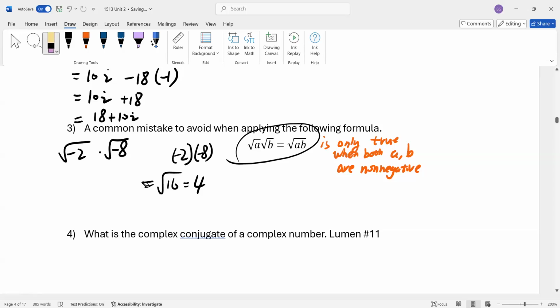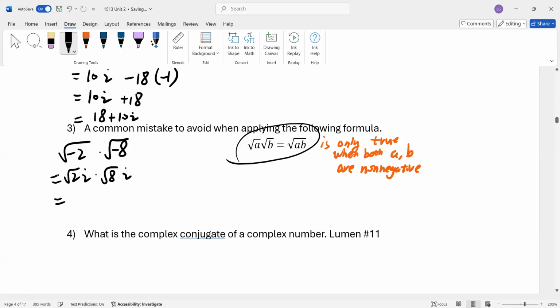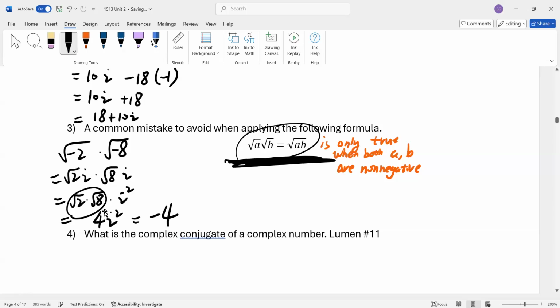Remember earlier I mentioned whenever you see the square root of a negative number, you need to right away rewrite the square root of the negative number in terms of i. So this is root 2 i. This is root 8 i. Root 2 times root 8 times i squared. Root 2 times root 8, you can use this formula. That is root 16. Root 16 is 4, and it's 4i. Not, sorry, it's i squared. i squared is negative 1, so negative 4. It's not positive 4, right? It's negative 4.